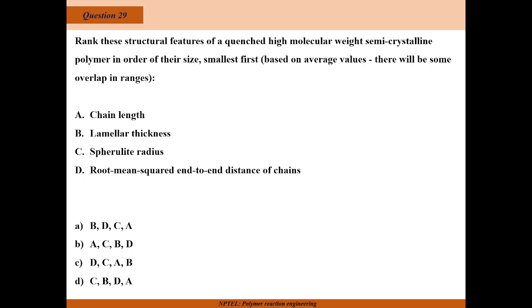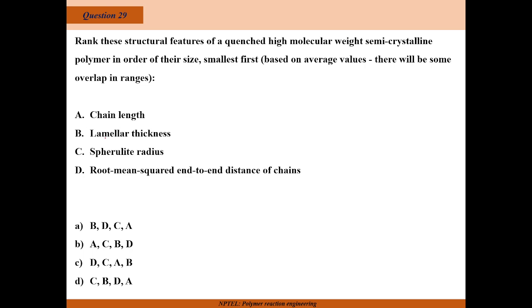Maybe spherulites depend upon the size. It should be small, followed by lamellar and root mean square distance, and chain length should be the highest. Just a guess, because I am yet to go through the root mean square chain distance, as I have completed only two video lectures and another two days. I'm not clear or sure about it. But the answer is slightly different.